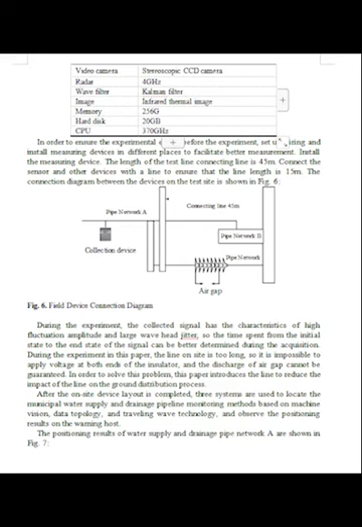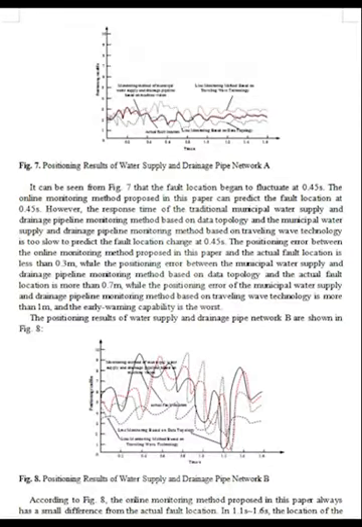In order to verify the effectiveness of the monitoring method based on machine vision proposed in this paper, the municipal water supply and drainage pipeline monitoring method based on machine vision proposed in this paper is selected for experimental comparison with the traditional municipal water supply and drainage pipeline monitoring method based on data knowledge and the municipal water supply and drainage pipeline monitoring method based on traveling wave technology.